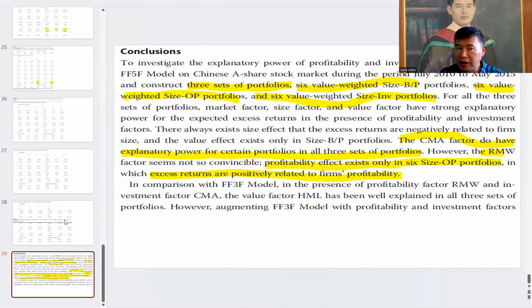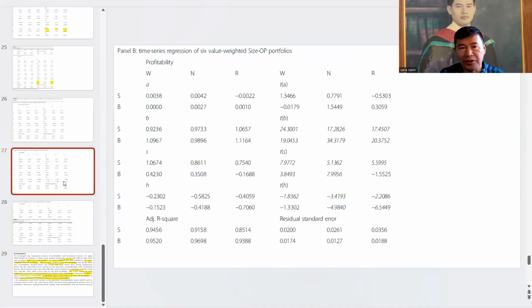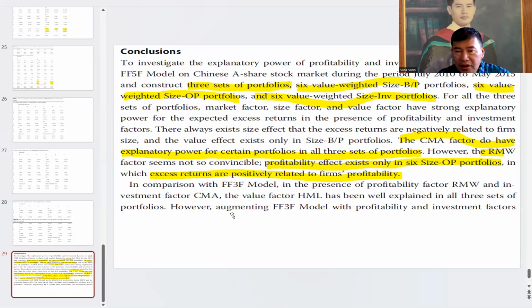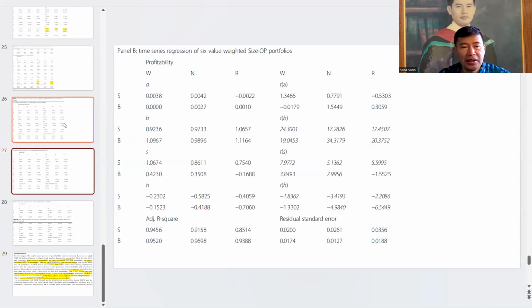So now let's come back to take a look. Where is it? Okay, let me take a look for you here. 6 value size operating portfolio. They say only 3, right? So let's check. Is it the 3 factor? And what they talk about, the factor seems not so convincing. The profitability effect exists only in the 6 operating portfolio by itself. Now let's take a look by itself, profitability by itself.